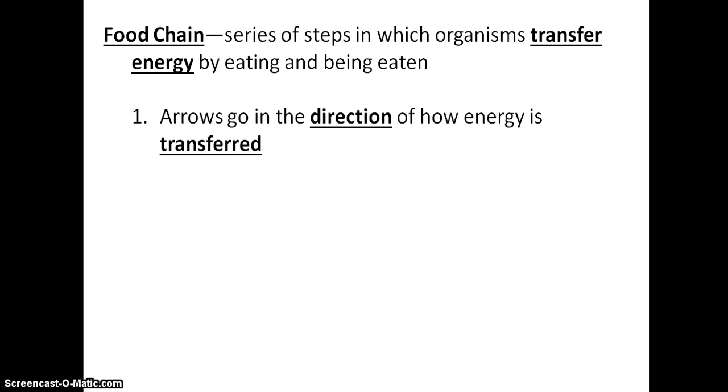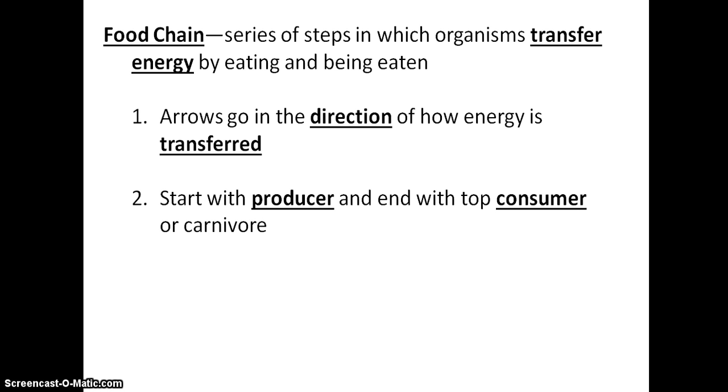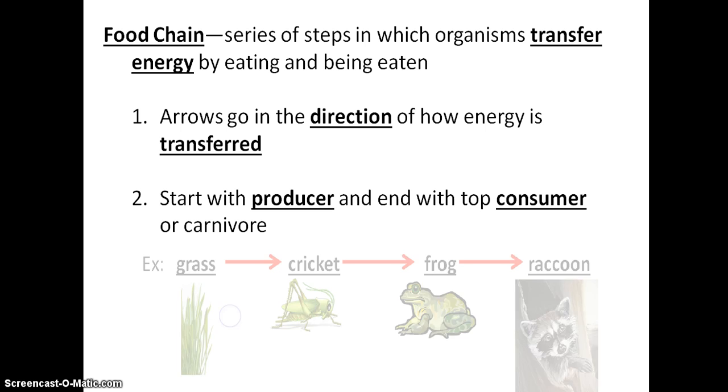A food chain is a series of steps in which organisms transfer energy by eating or being eaten. Arrows go in the direction of how energy is transferred. You start with the producer and end with the top consumer or carnivore.